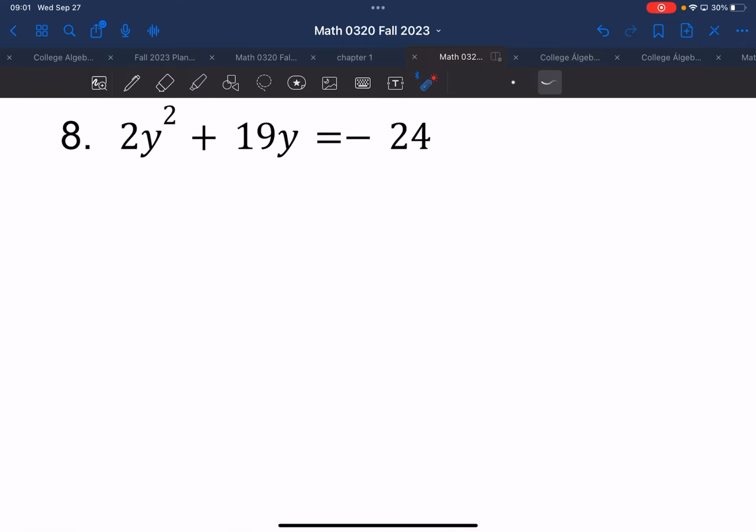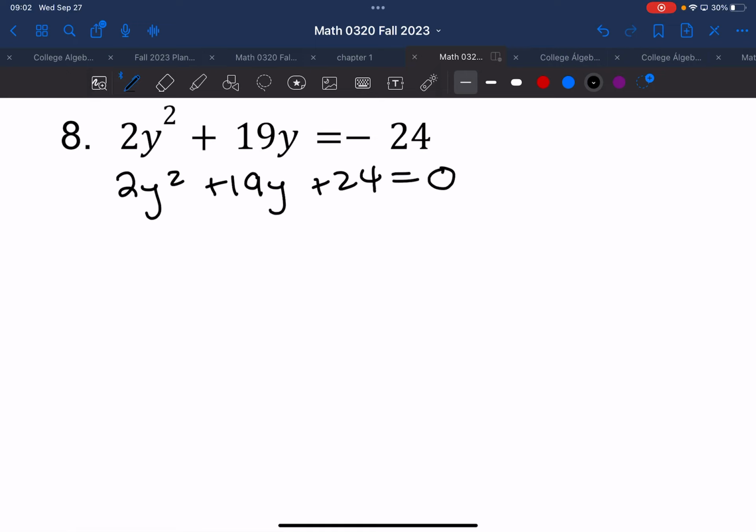Okay, number 8. Remember, the first thing we check is to see if it's in standard form. Is it in standard form? No. What do we need to do to make it standard form? Move the 24 over. So I'm going to add that 24 to the other side. That way I have it equal to 0. So I have 2y squared plus 19y plus 24 equals 0.